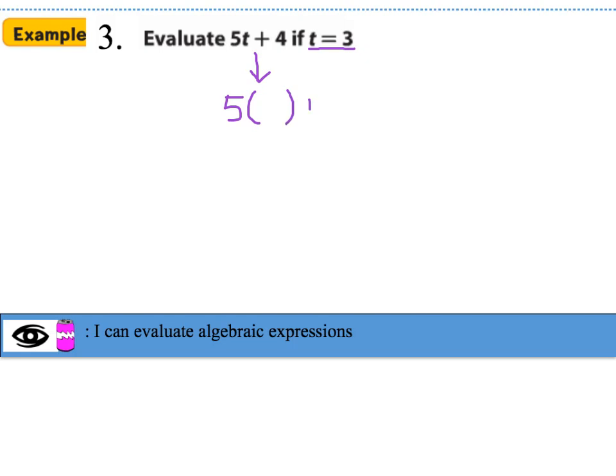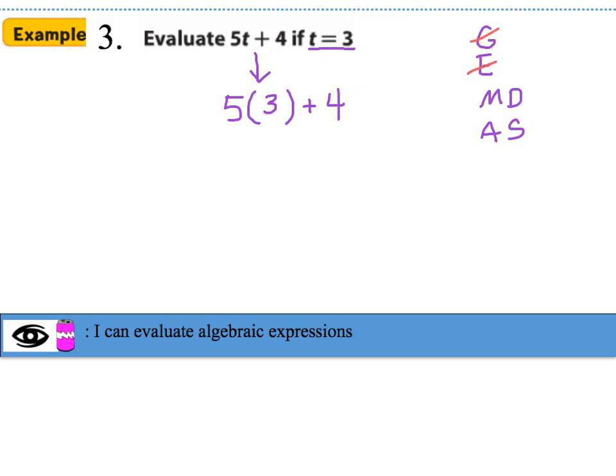parentheses, plus 4. Inside the parentheses, I'm going to place the value of t, which is 3. Remember, whenever they're standing next to each other, that means you're multiplying it. So the parentheses are saying that they need to be multiplied. I can solve this problem now using order of operations. This problem does have grouping symbols, but there's nothing inside of the grouping symbols for me to do, so I'm not going to use grouping symbols.